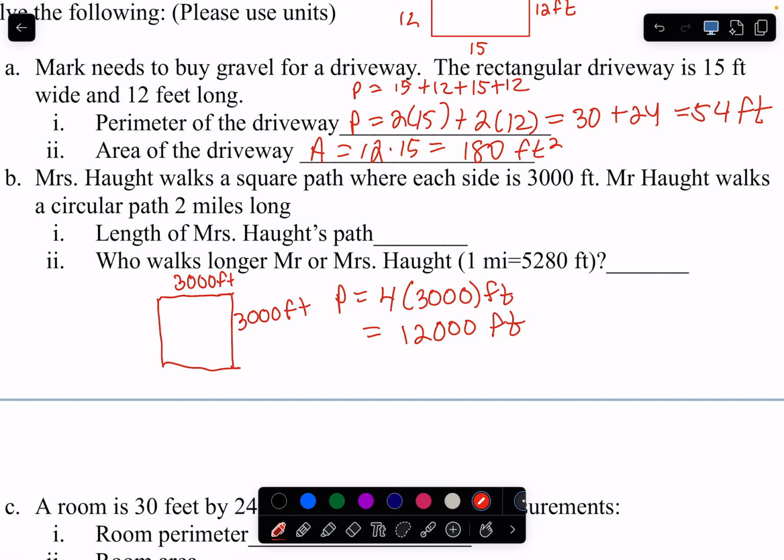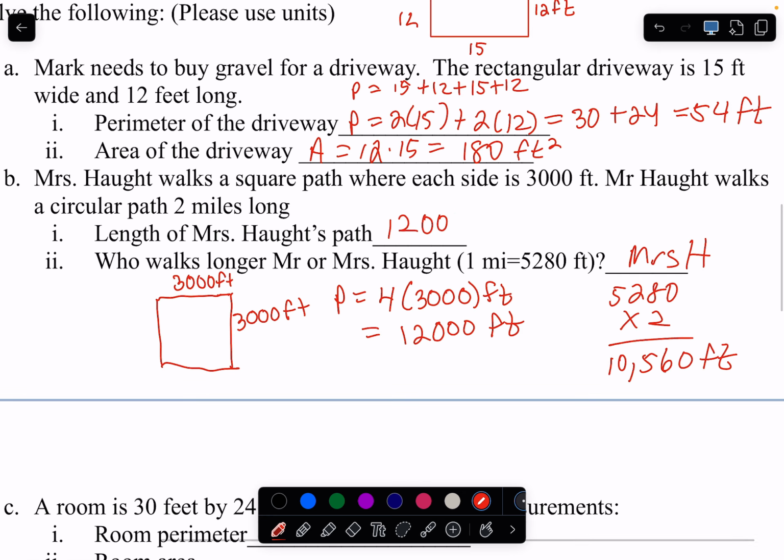How could we calculate how long of a path he took, Tommy? 5,280 times 2. Okay, so let's do 5,280 times 2 to see how long of a path Mr. Haught took. So Mr. Haught went 10,560 feet. So now it's a comparison. I walked 12,000 feet. He walked 10,560 feet. Who walked the longer path? I did. So you can just put Mrs. Haught, or Mrs. H is probably good. So this one would be 12,000.